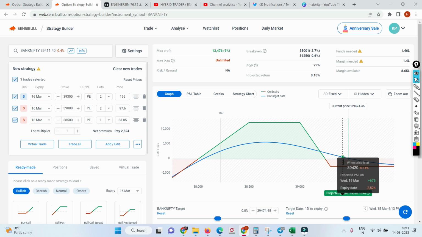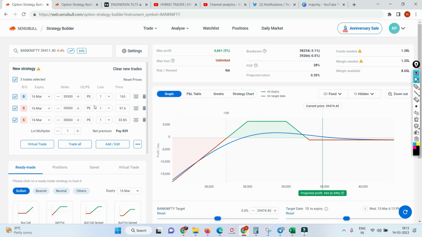But your loss has increased drastically: 839 versus 2524. But now check the beauty, guys. If tomorrow the market makes a gap down of, let's say, 0.4 to 0.54%, in 2 is to 2 is to 1 you will get a profit of 2000 on a capital of 1,40,000. What will happen with this trade with 1 is to 1 is to 1 at 0.54%?